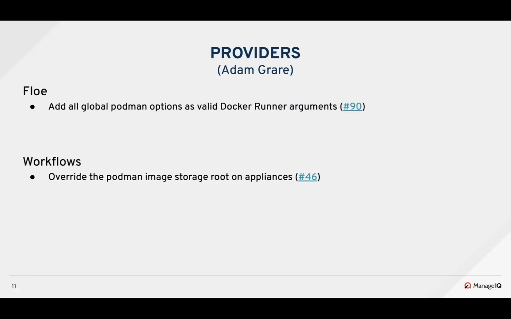Next slide. For the flow gem, we added all of the global Podman options as valid Docker runner arguments. So if you want to tweak how all the Podman commands are run, you're able to do that. And we did that in order to be able to override the Podman root image storage directory on appliances.